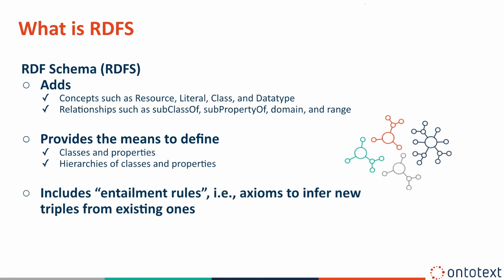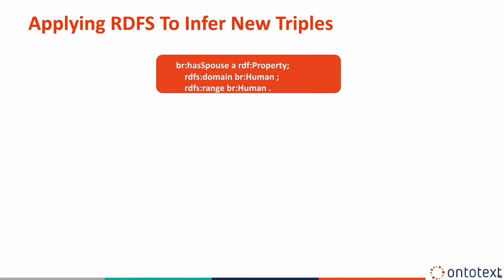RDFS specifies entailment rules or axioms for the concepts and relationships. These rules can be used to infer new triples, as we show on the next slide. Looking at this example, we see how new triples can be inferred by applying RDFS rules to a small RDF or RDFS model. In this model, we use RDFS to define that the has-spouse relationship is restricted to humans.